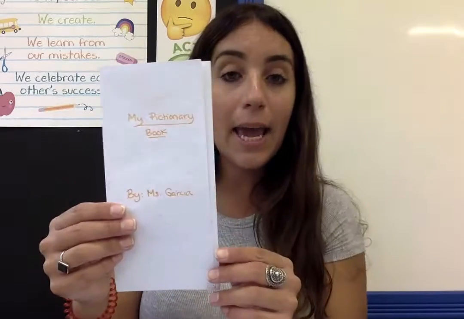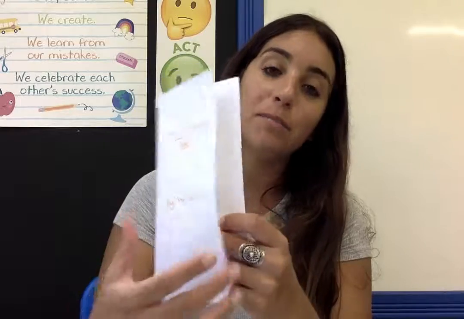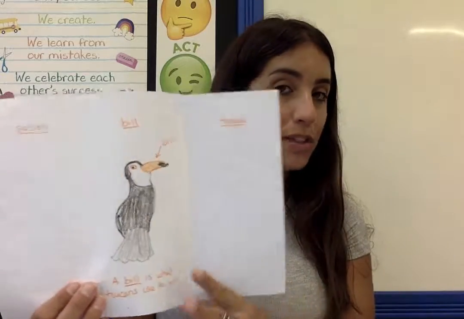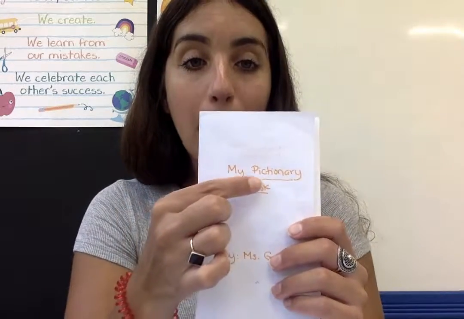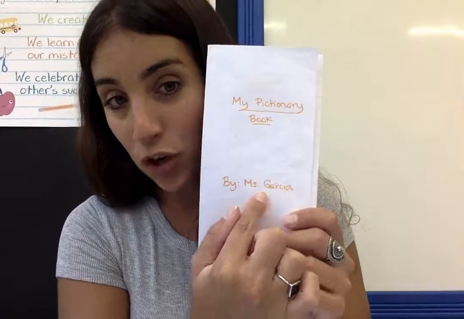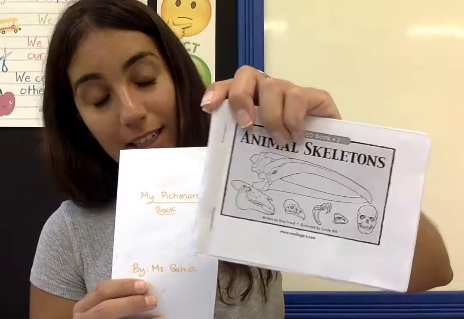The second part of your assignment, you will be making a Pictionary book. So remember that this is my example. This is from a different book, so you are not going to do the same words here. You will receive a blank piece of paper that looks like this, that is already folded for you. Okay, and you are on the title going to write My Pictionary Book. You are the author, so you will write by and your name. And down here you can write which book you did this Pictionary book about, which is Animal Skeletons.